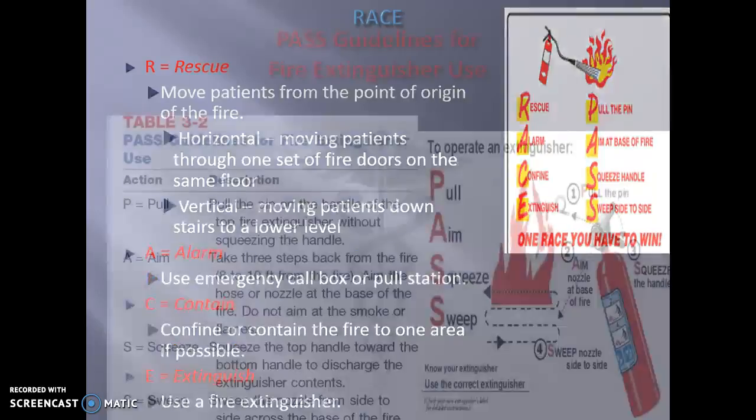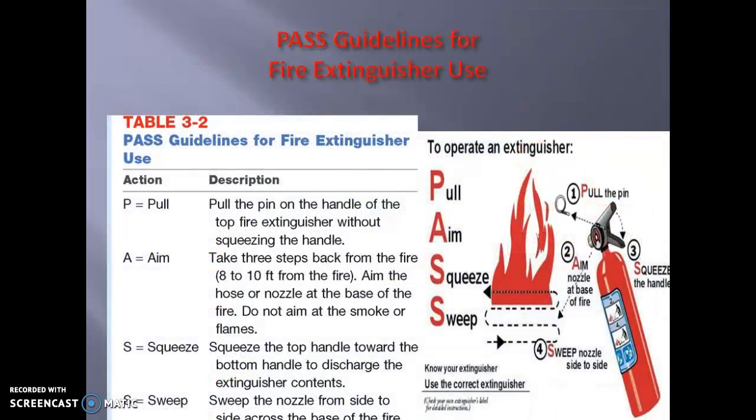If you do have a fire extinguisher, you must remember PASS. Pull, aim, squeeze, and sweep. You pull the pin out, you aim the foam or the mist at the base of the fire, squeeze the handle, and sweep the flames in order to get it out. So RACE and PASS.